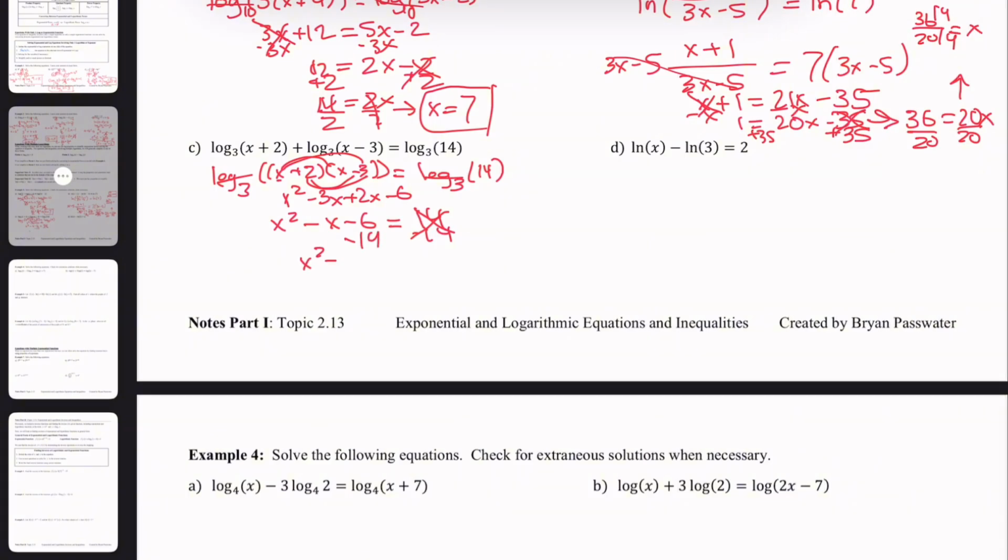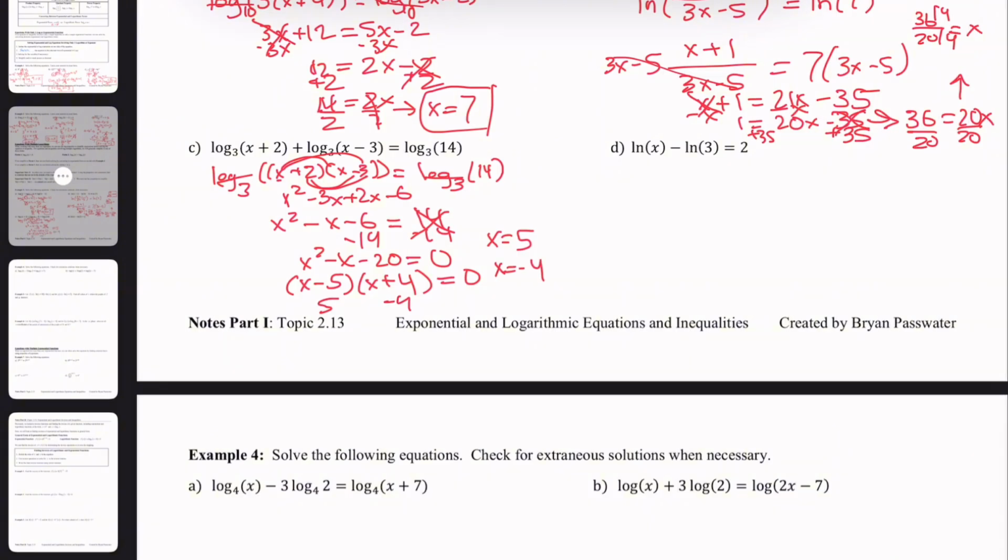So that gives x squared minus x minus 20 is equal to 0. And then to solve for x, what two numbers multiply to negative 20 but add to negative 1? Looks like that would be negative 5 plus 4. Yep. And now we have two solutions there. x is equal to 5 and x is equal to negative 4.